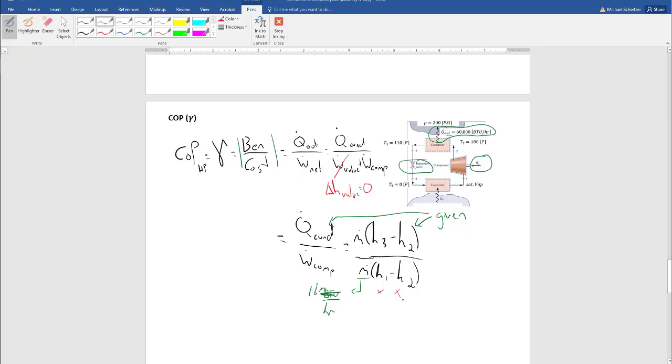But I'm looking pretty good, right? I got symbolic solutions for everything. I don't know any of the states, but if I knew all of the states, then I would be able to solve this whole problem, right?